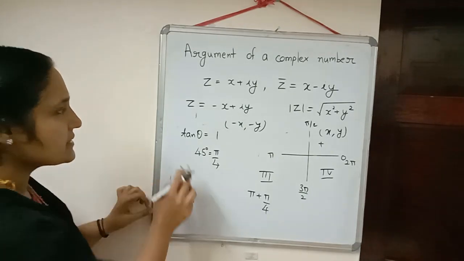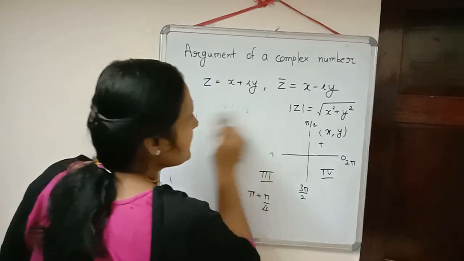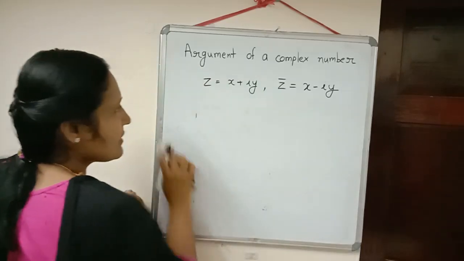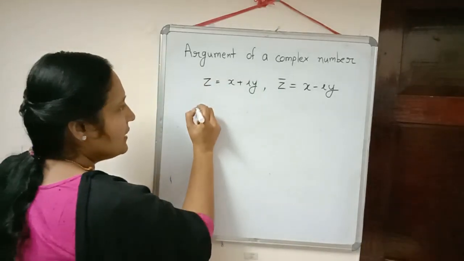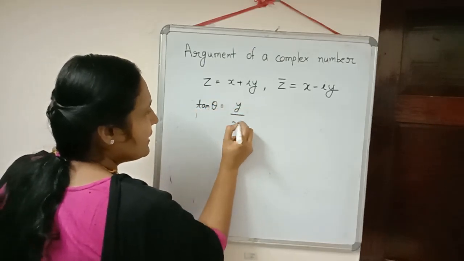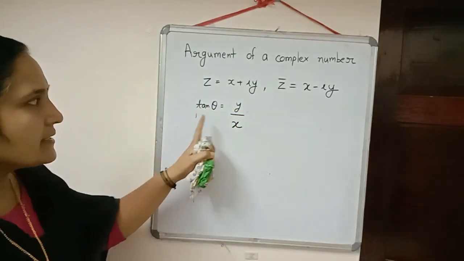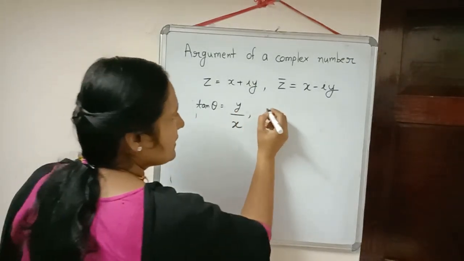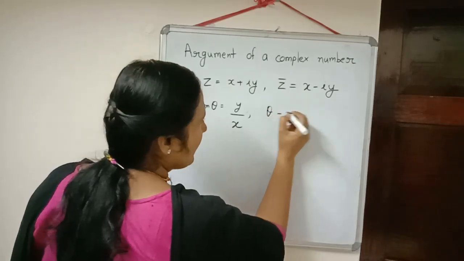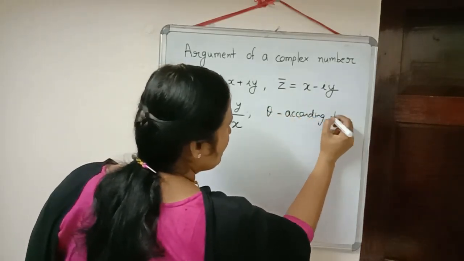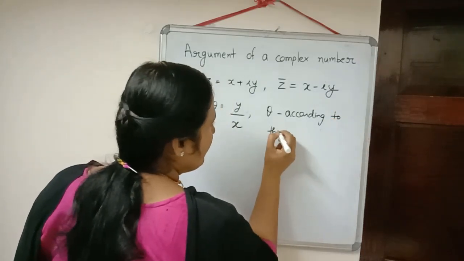So at present, you just write down there, if z is equal to x plus iy is a complex number, then first we will calculate tan theta. Tan theta is equal to y by x. The formula is tan theta is equal to y by x. After that, calculate the value of theta according to the quadrant.